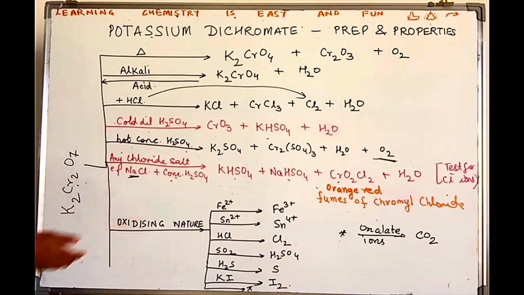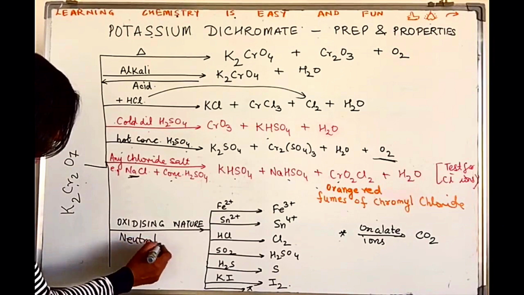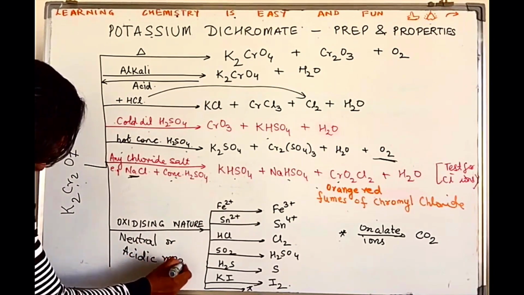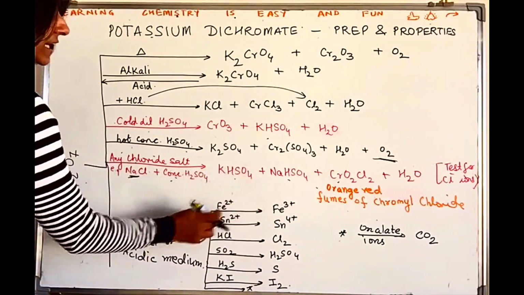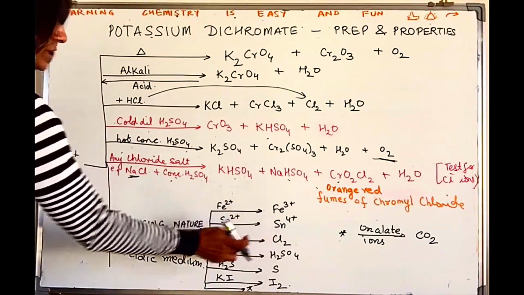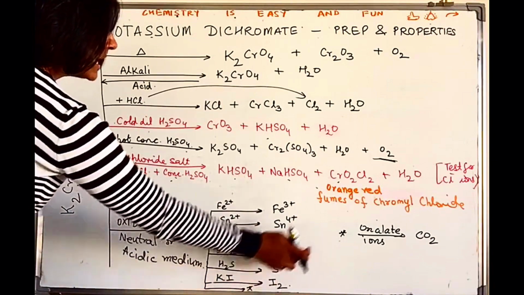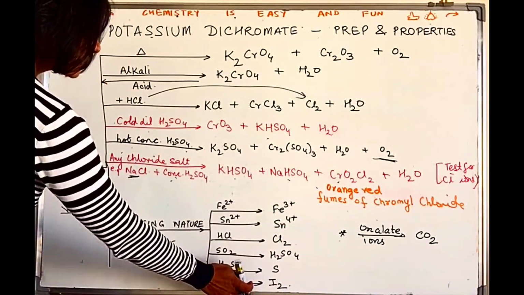Going on next to oxidizing nature. Potassium dichromate is a very good oxidizing agent in neutral and acidic medium. So it shows oxidizing behavior in neutral as well as acidic medium. What are the various types of oxidation reactions shown by it? Ferrous to ferric, stannous to stannic, HCl to chlorine, SO2 to H2SO4, H2S to sulfur, KI to iodine and oxalate ions to carbon dioxide. I did not have ample space, that is why I put an asterisk.